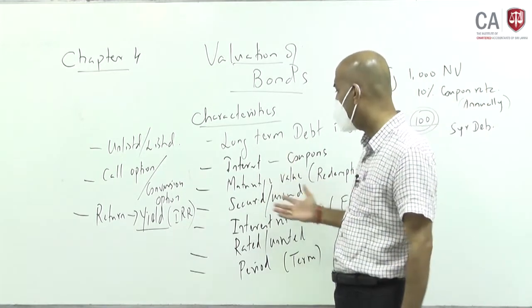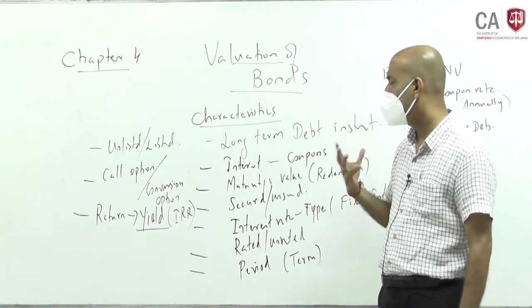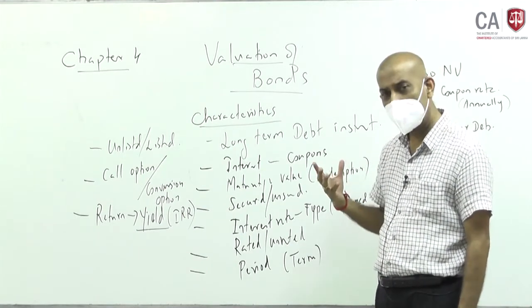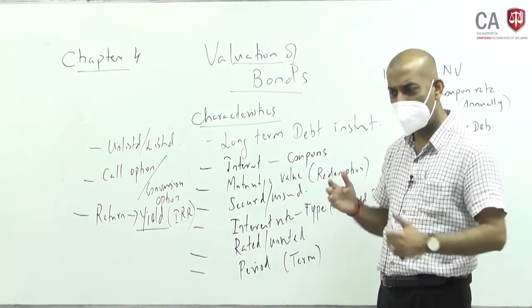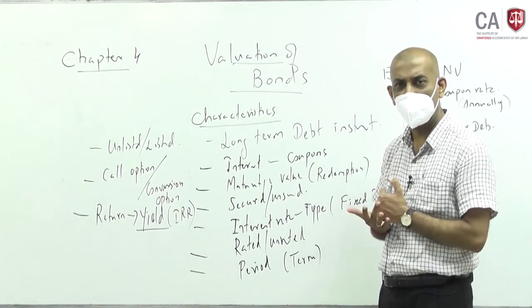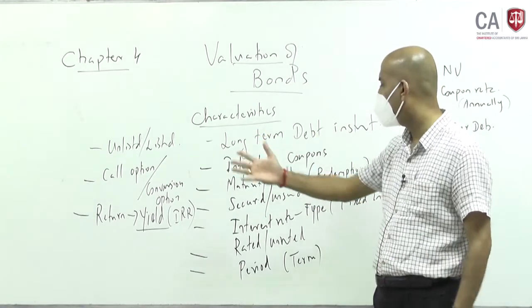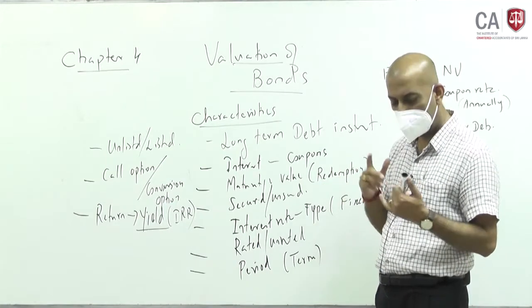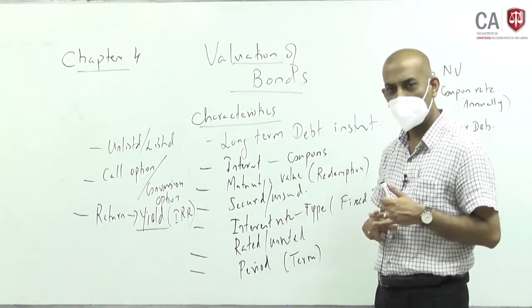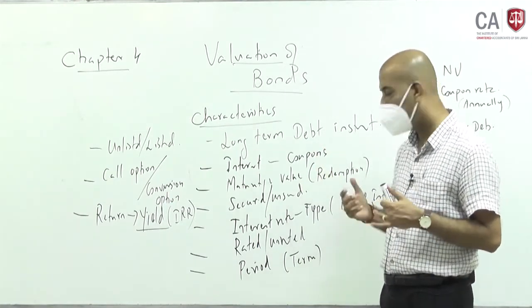These are all relevant to the understanding of the word called bond. What are the characteristics when you read an advertisement of a company, their debenture? You look for these things. What are these? How much is the maturity value? What is your interest coupon? And what is the tenor?